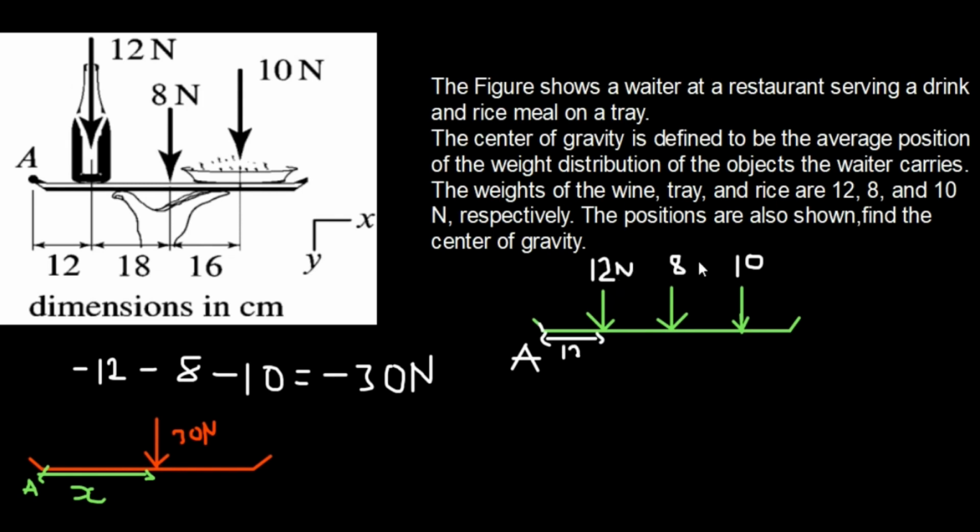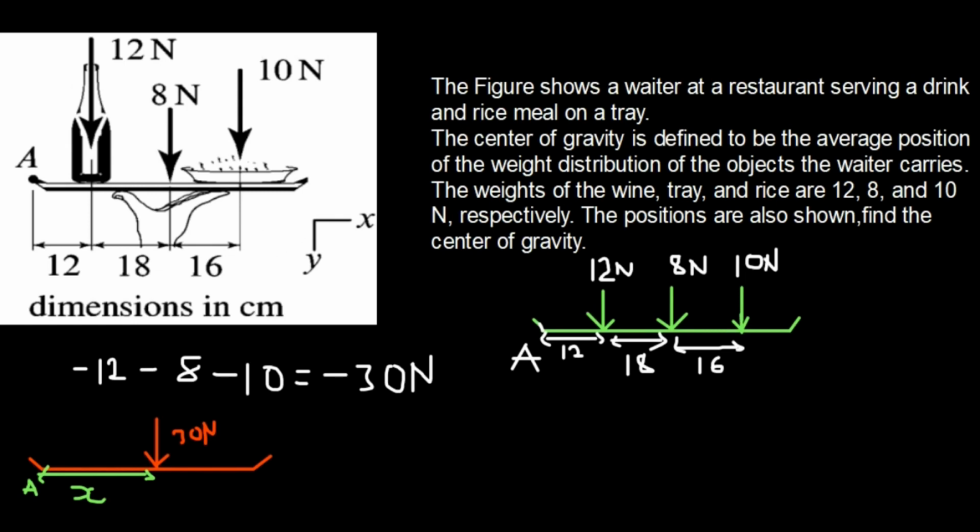This is 12 centimeters, and from this side to this side is 18, and from this side to this point is 16. So you know that for the 12 newton force, its distance from point A is 12, for the 8 newton force the distance is 12 plus 18, which is 30, and for the 10 newton force, its distance is 16 plus 18 plus 12, which is 46.